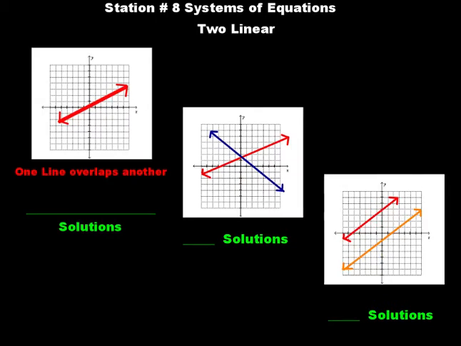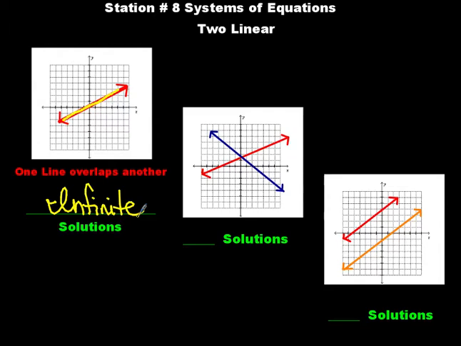Now, the first one in red is an example of one line overlapping another. So think about the potential possible solutions here. These lines touch here and here and here and here, and on forever. So they have an infinite amount of solutions.